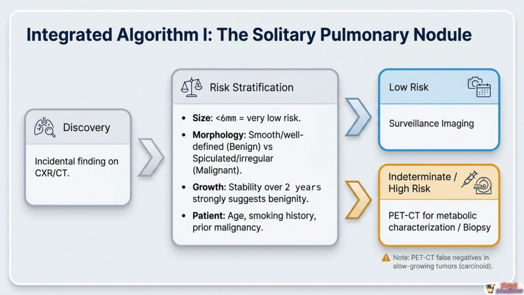Based on this combined assessment, low-risk nodules proceed simply to surveillance imaging at defined intervals, while indeterminate or high-risk nodules proceed to PET-CT for metabolic characterization, sometimes followed by biopsy. An important diagnostic caveat worth remembering: PET-CT can produce false negatives specifically in slow-growing tumors, such as carcinoid tumors, meaning a falsely reassuring PET scan should never completely override strong clinical or morphological suspicion of malignancy.